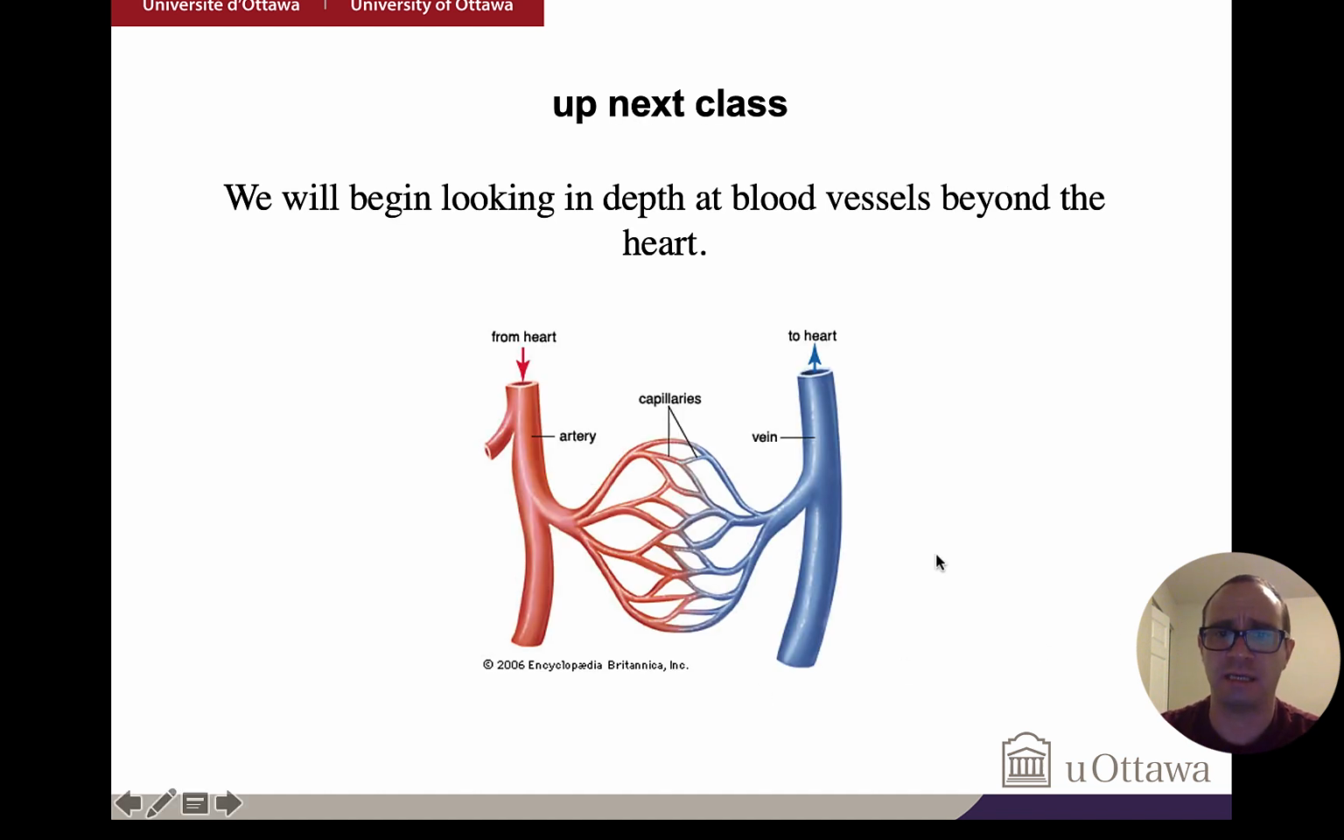In the next lecture, I'm going to go over blood vessels and talk about how we get blood from the heart to the tissues in the body, and how when deoxygenated blood is output from those tissues, how it gets back to the heart. Okay, so we'll start to connect things together.